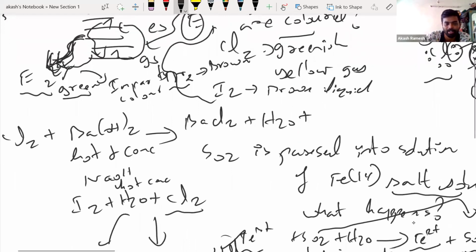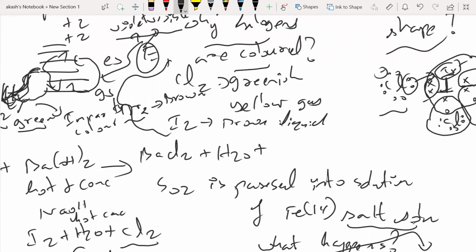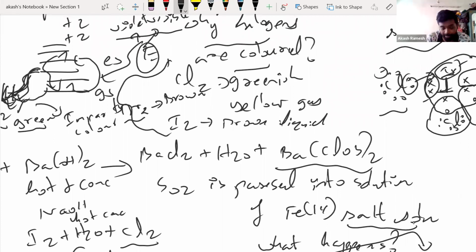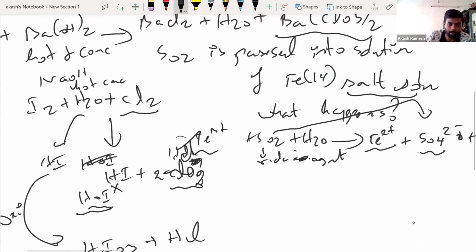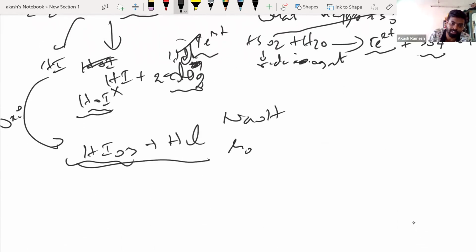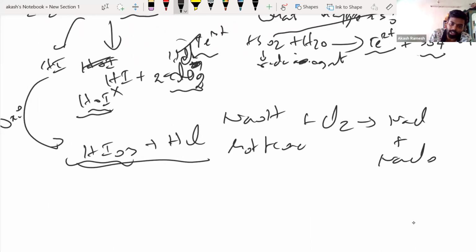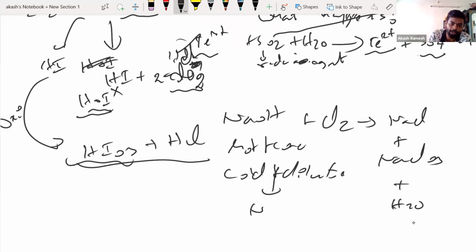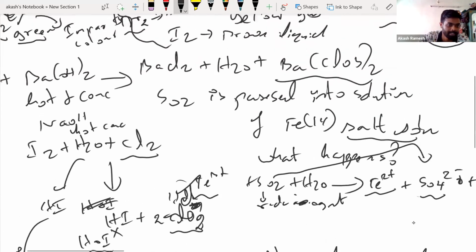BaCl2 plus Ba(ClO3)2 plus H2O. This is what is missing, right? Barium chlorate. The same thing happened with NaOH, if you can remember. NaOH, hot and concentrated, plus Cl2: what happened? NaCl, NaClO3 plus H2O. Now, if this was cold and dilute, the only difference is that I'm going to form NaOCl instead of NaClO3. The other two will remain the same. So yeah, that's about that.